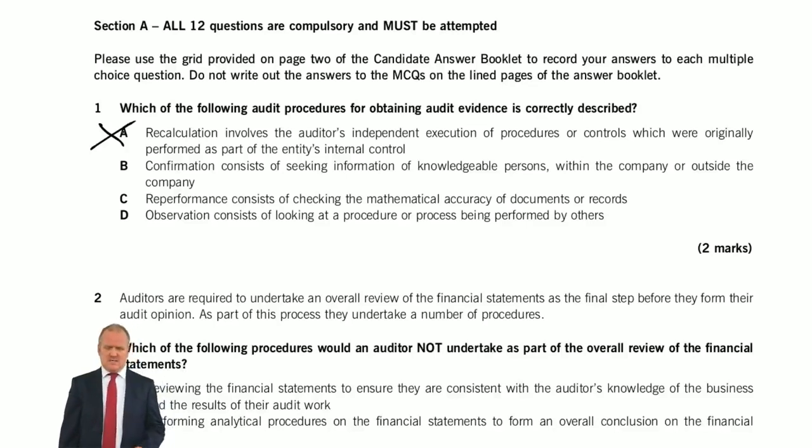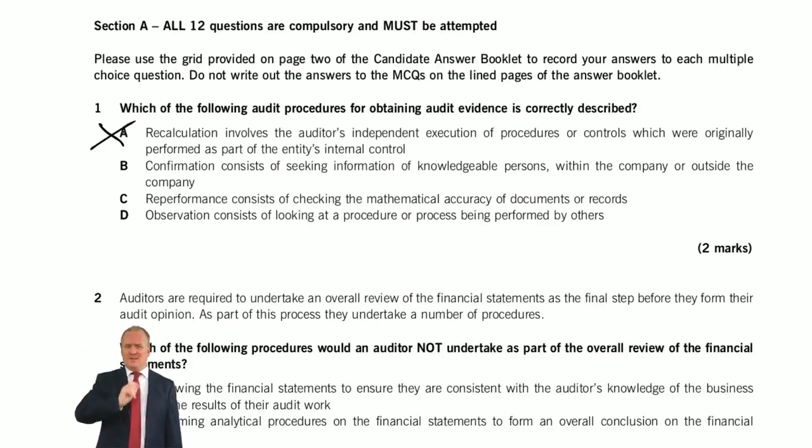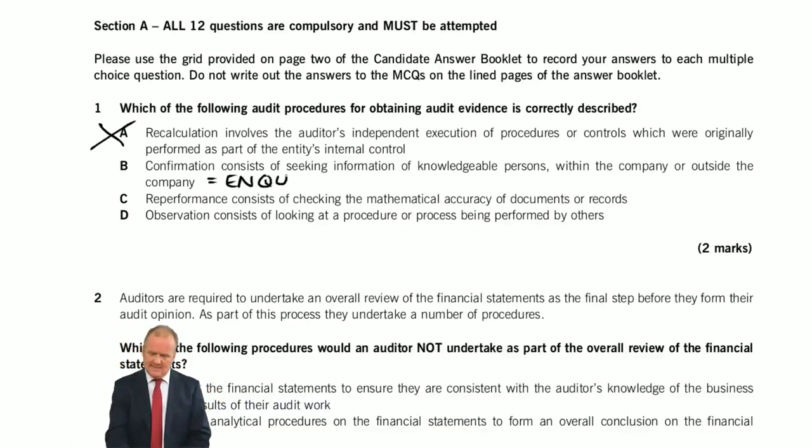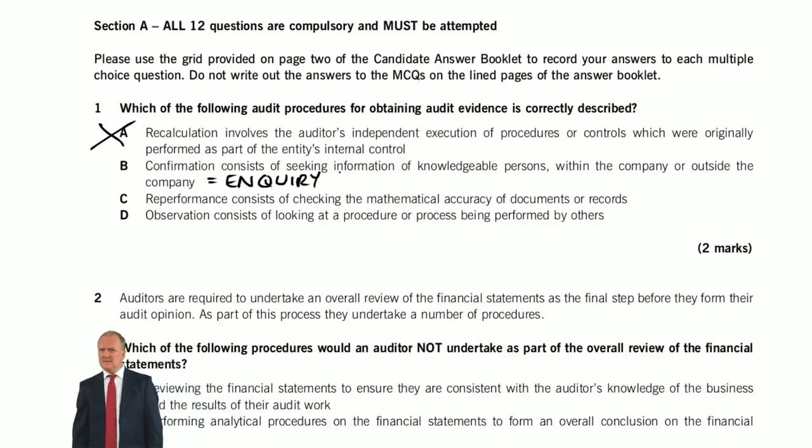Confirmation consists of seeking information of knowledgeable persons within the company or outside the company. Well, that sounds like it could be right, but I do have a problem with this because the audit procedure I know and love is called enquiry and confirmation. Enquiry is seeking the information. Confirmation is receiving the answer back. And this doesn't say anything about receiving an answer back. It just says seeking the information in the first place. I think this is the meaning of the word enquiry. Now, you only make an inquiry to get a confirmation, so it might sort of be right, but I'm not sure. So let's look at the other answers.